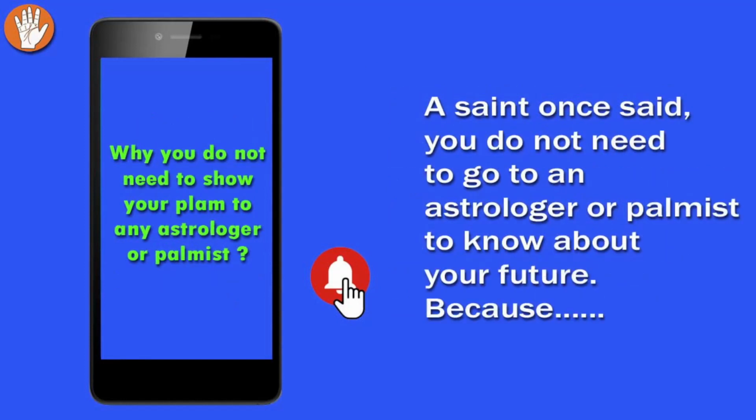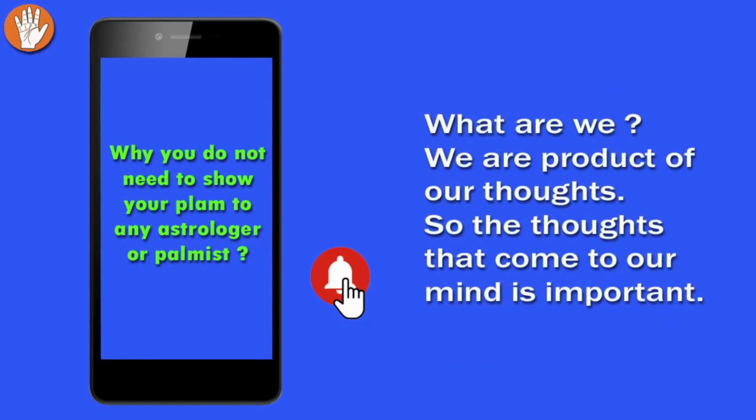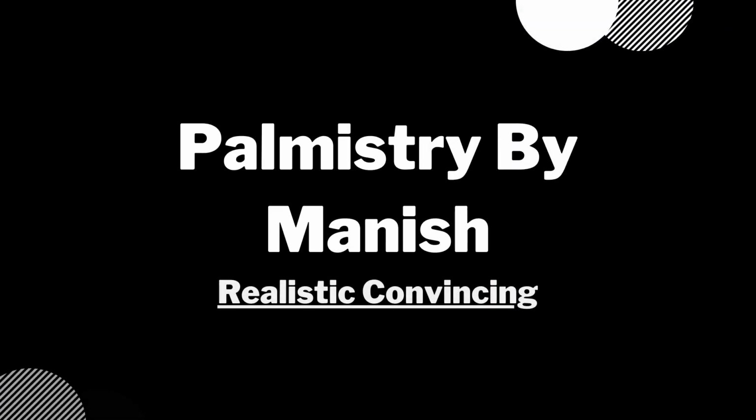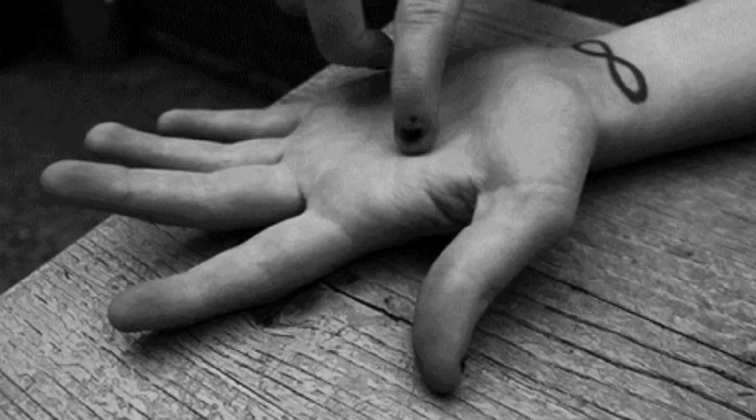A saint once said, you don't need to go to an astrologer or a palmist to know about the future, because you already know your future. The present is a result of the past. How will my future be? The future depends upon what you are doing in the present. What are we? We are a product of our thoughts. So the thoughts that come to our mind are really important. Keep positive thoughts and keep good company. Lastly, I give realistic, believable readings, with sound reasoning.